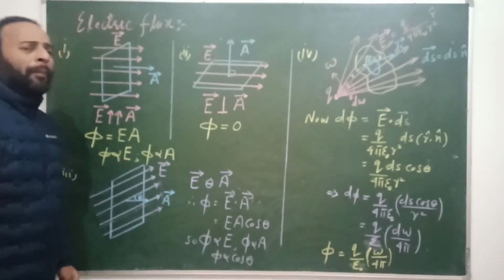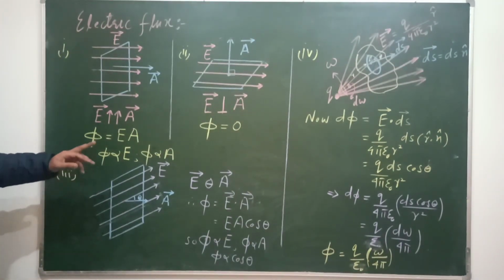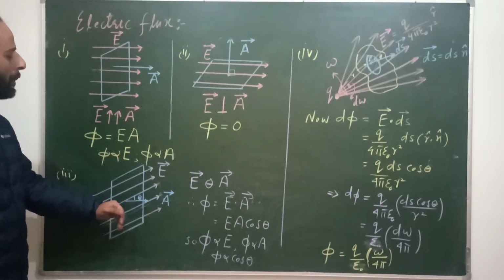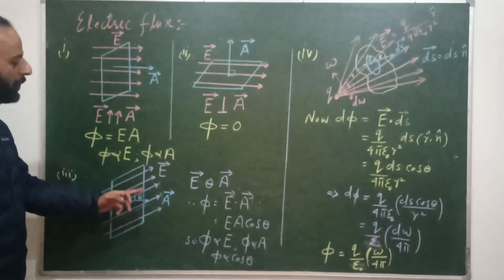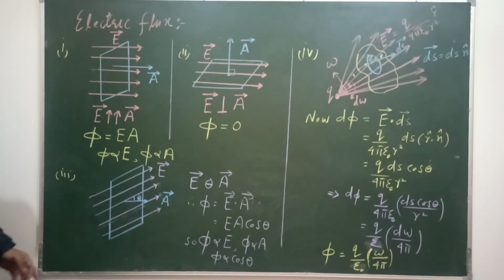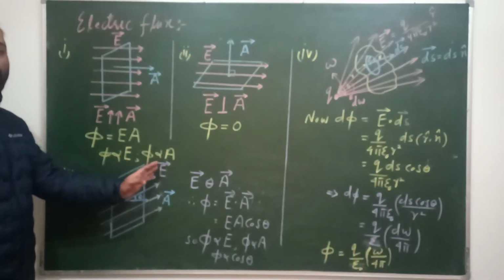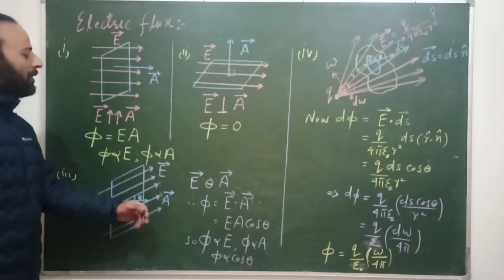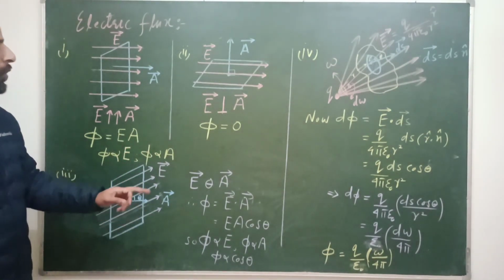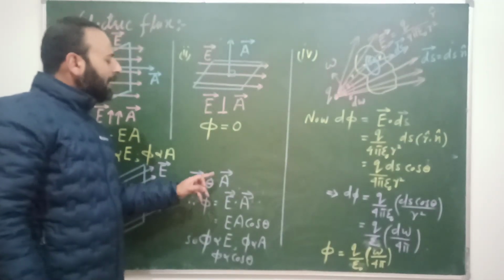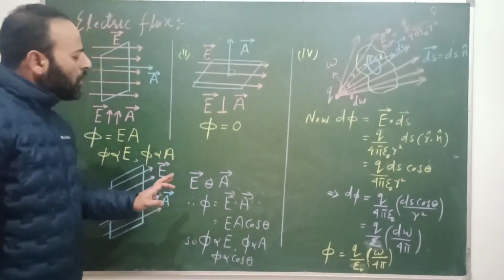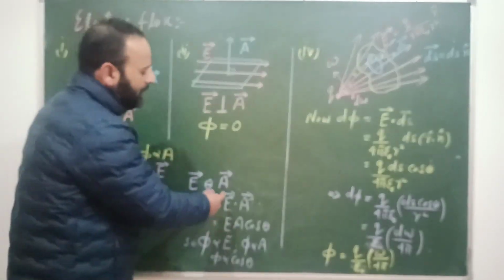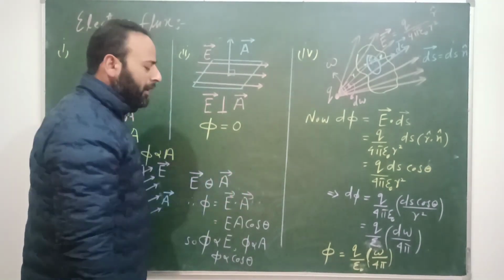Okay. But now the more general case is if the electric field is not perpendicular to the area but makes some angle with the area vector. So in that case we take either the projection of the electric field along the area vector or the projection of the area vector along the electric field. So when the electric field is making an angle theta with the area vector, in that case the flux is simply the dot product of the electric field and the area vector, right?